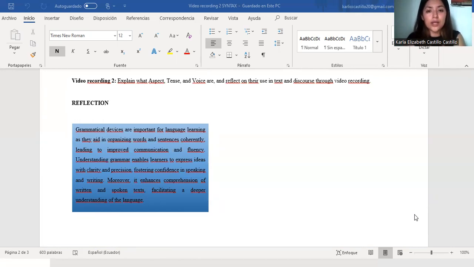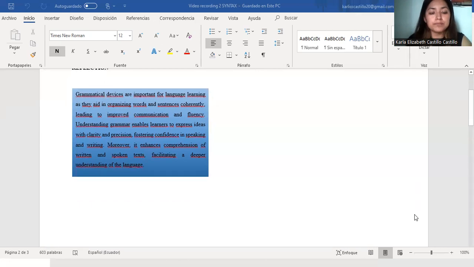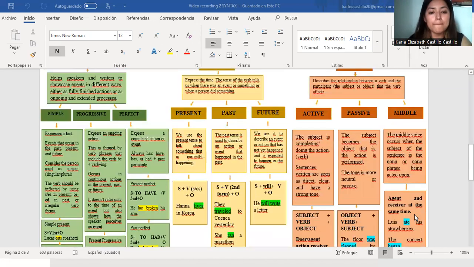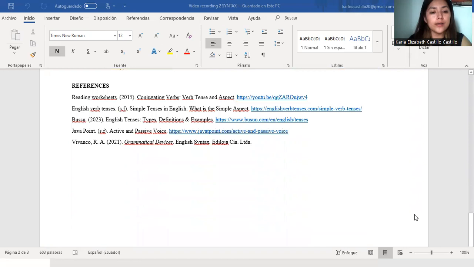In my opinion, aspect, tense, and voice promote easily the use of a second language, in this case English, to speak and write with more fluency and coherence. Finally, here I include the main reference.